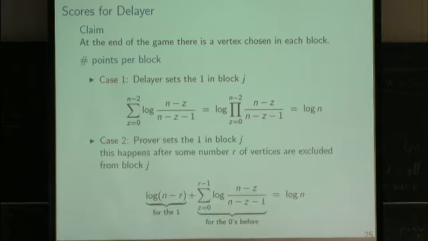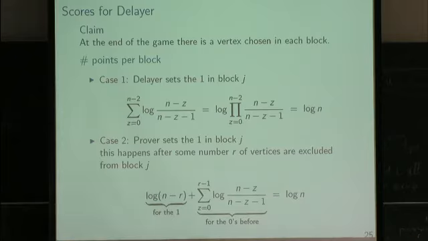And in the second case, if the 1 is set by the Prover, this can happen at any time in the game. So let's say it happens after some number r of vertices are excluded. So there are a number of zeros already in that block, and let's say r is that number. So if the Prover sets the 1, then you get the points for that Prover decision. So these are the points for the 1.